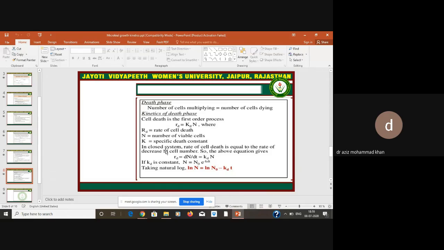In a closed system, the rate of cell death is equal to the rate of decrease in cell number. So the above equation gives RD is equal to dn upon dt is equal to kd times n. If kd is constant, then n is equal to n0 e to the power minus kd t, and in this phase natural log n is equal to natural log n0 minus kd t.